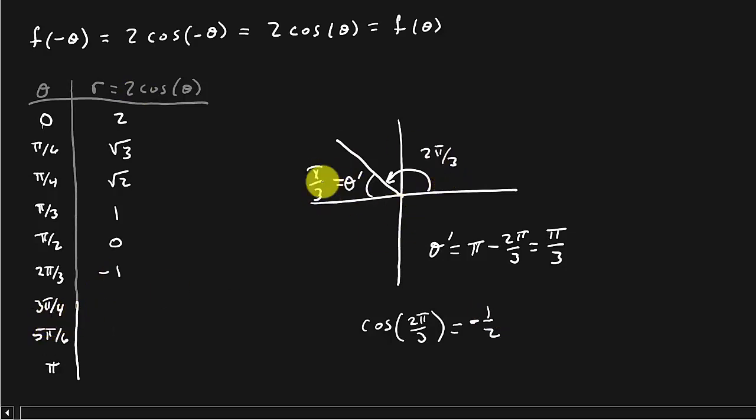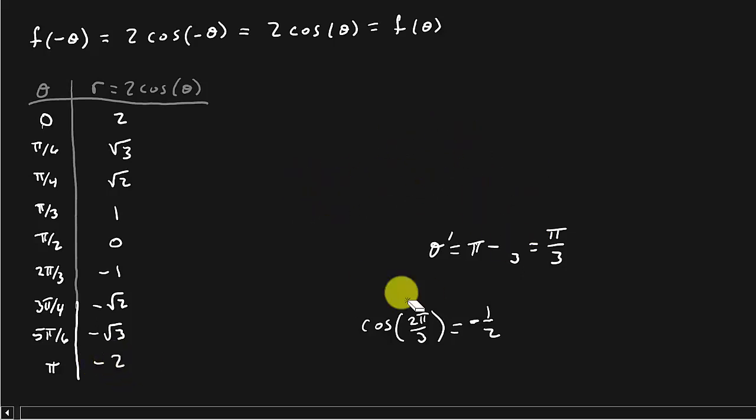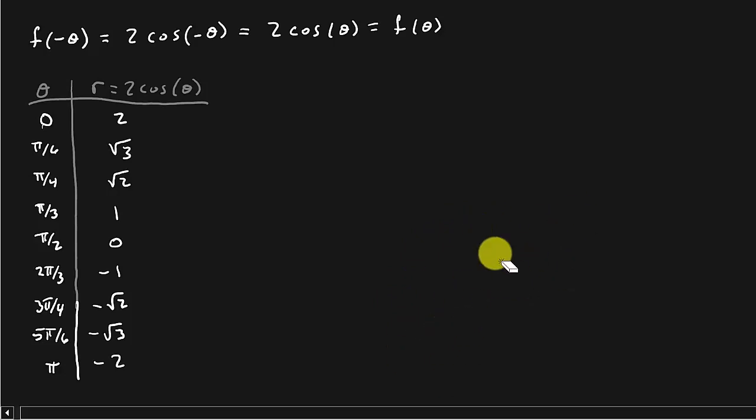I'm going to do the reference angle just like I always do, and just like I did in that one. So this would be negative square root of 2. This would be negative square root of 3. And then the cosine of pi is what? Negative 1. Negative 1 times 2 is negative 2. So you can see I've got all my values. And so now let's plot the graph, or draw the graph.